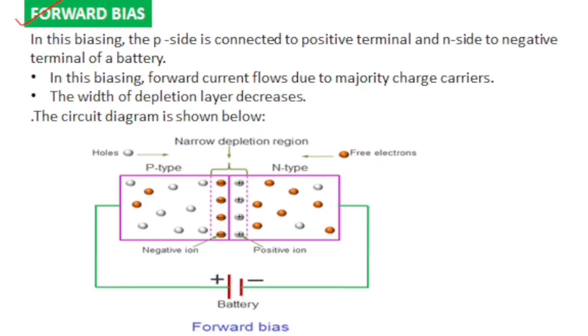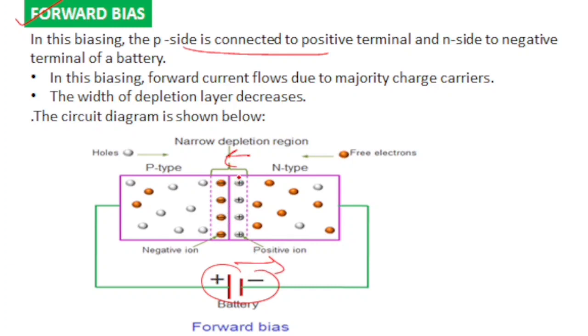First, forward bias. What is forward bias? This is a PN junction, and a battery is connected as external biasing. If the P side is connected to the positive terminal of the battery and the N side is connected to the negative terminal of the battery, then this type of biasing is called forward biasing. Under this biasing, what happens? The potential barrier is from this side to this side, and the external potential difference is from this side to this side, so it is opposite to the potential barrier.